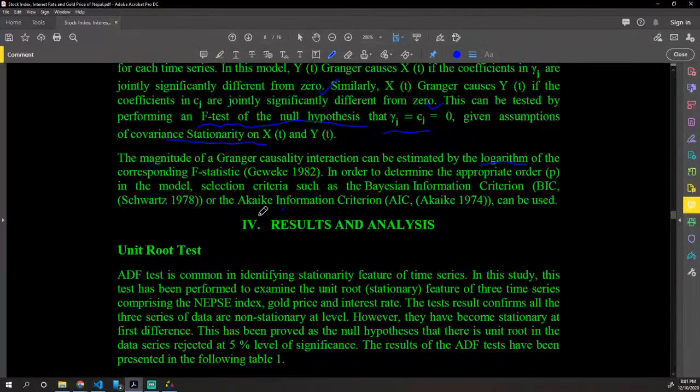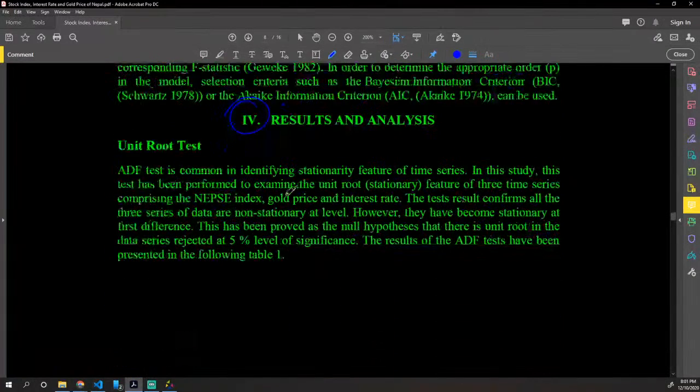So what was the result and analysis? You need to test. ADF is commonly used in identifying the stationary feature of a time series. In this study, the test has been performed to examine the unit root feature of 3 time series comprising the NEPSE index, gold and interest rate. The test result confirms all 3 series of the data are non-stationary. It just confirms that they are not stationary.